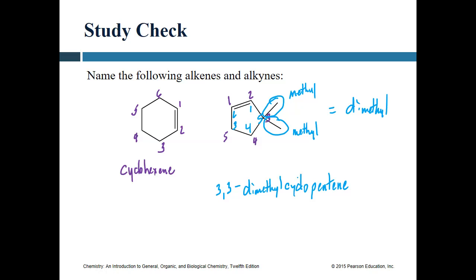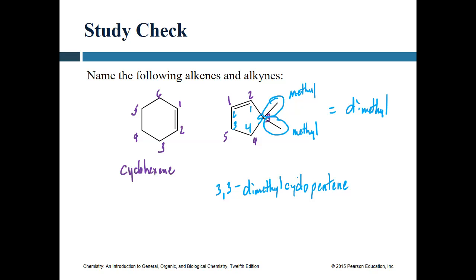So again, the thing to do is start with your base. What is it? And then just add to the front as is necessary. So what is the base of this? Well, the base of this is a cyclopentene. I've got a 5-membered ring with a double bond in it. So that's where the cyclo comes from because it's a ring. The pent comes from the 5. The ene comes from the double bond. There's my cyclopentene.